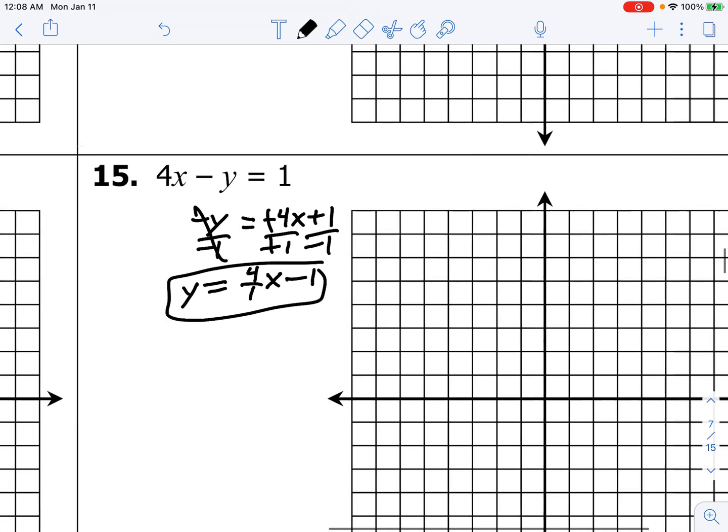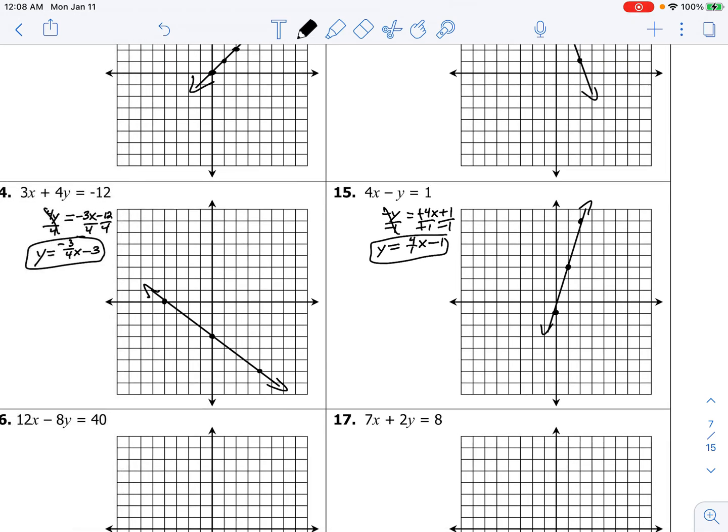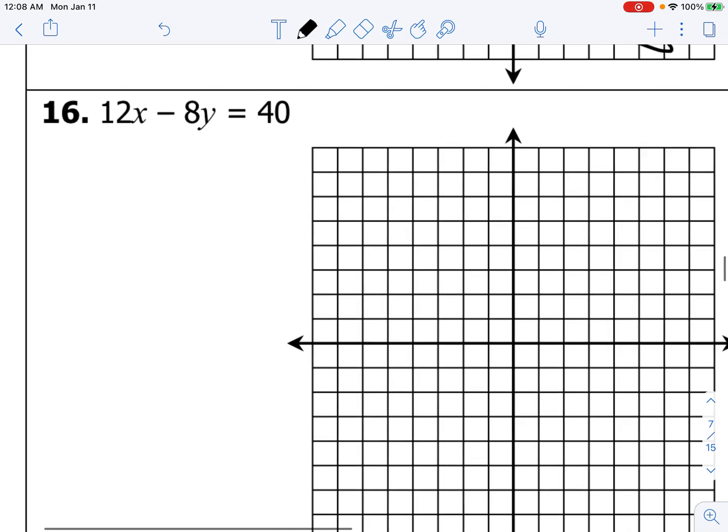Okay, so we're going to plot it at -1. And then we're going to go up 4, right 1. So up 1, 2, 3, 4, right 1. And then we can clearly get another one. 1, 2, 3, 4, right 1. And then draw our line, like so. All right, 16.